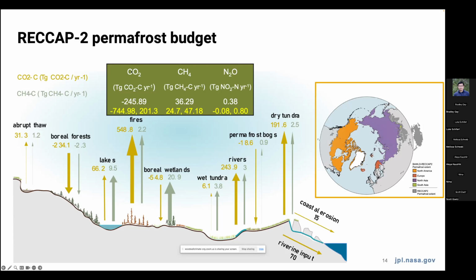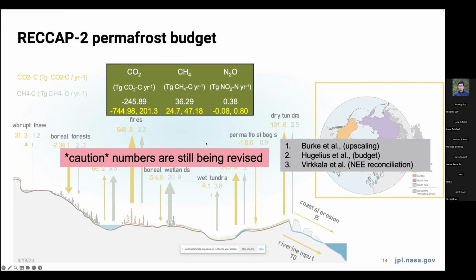But with Recap 2, we have a pretty end-to-end estimate of what the budget looks like for this domain, using a whole suite of models, upscaled, process-based models, as well as the top-down inversions from GCP, et cetera, and for all three species. These numbers are still being revised, but one of the messages coming out from the Recap 2 permafrost study has been that the trend for the overall domain is a slight sink, but the moment we bring in disturbances, that tends to push this domain into a source.